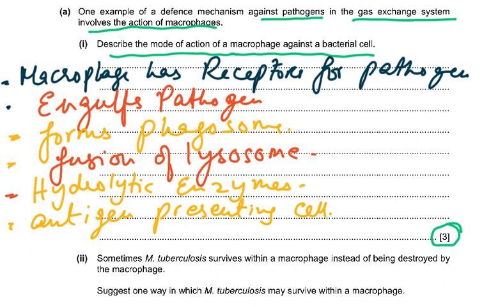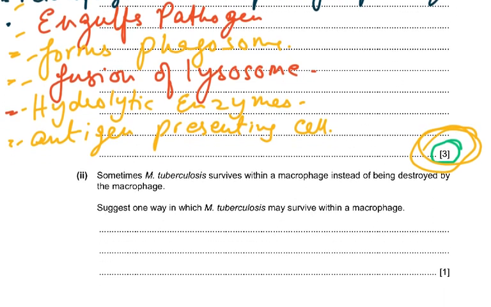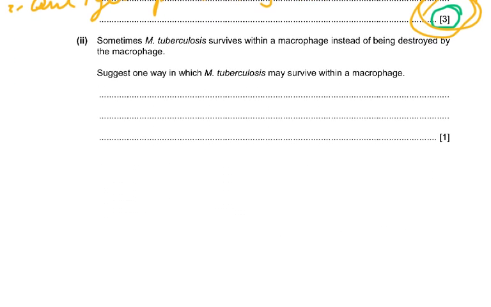Please remember there are about 1, 2, 3, 4, 5, 6 points, but you only have to give me any 3 of these. So not all of them were required. Now coming to part 2 of the question. Sometimes Mycobacterium tuberculosis survives within a macrophage instead of being destroyed by the macrophage. Suggest one way in which Mycobacterium may survive within a macrophage.